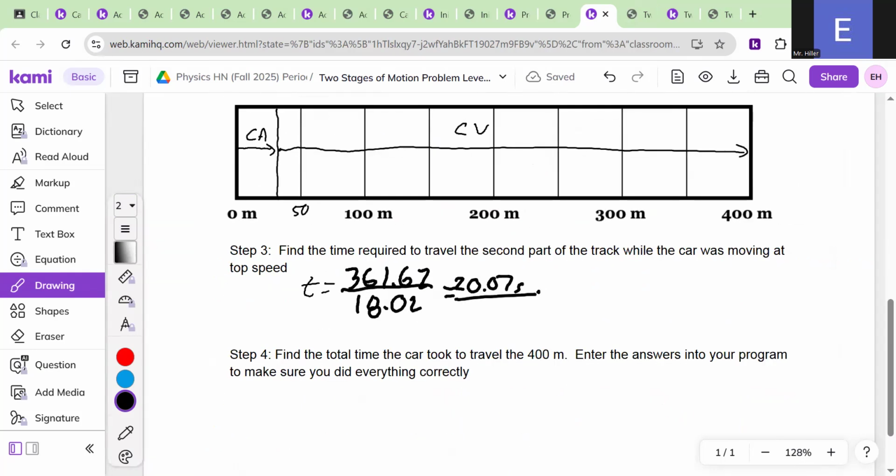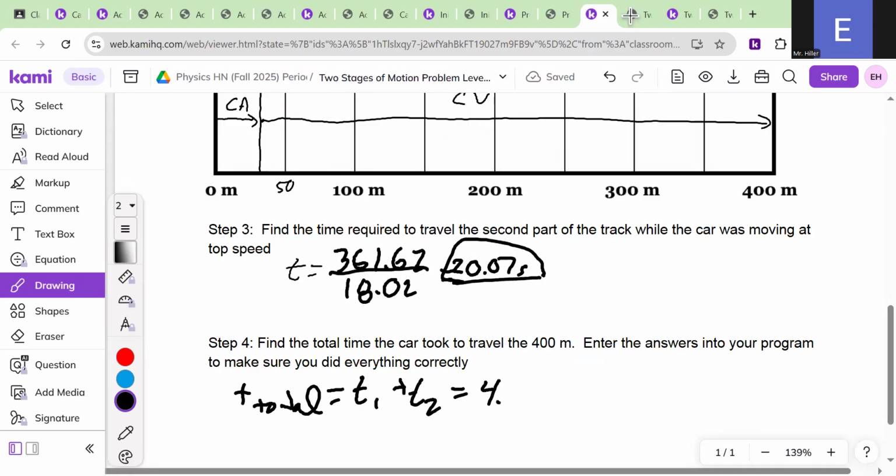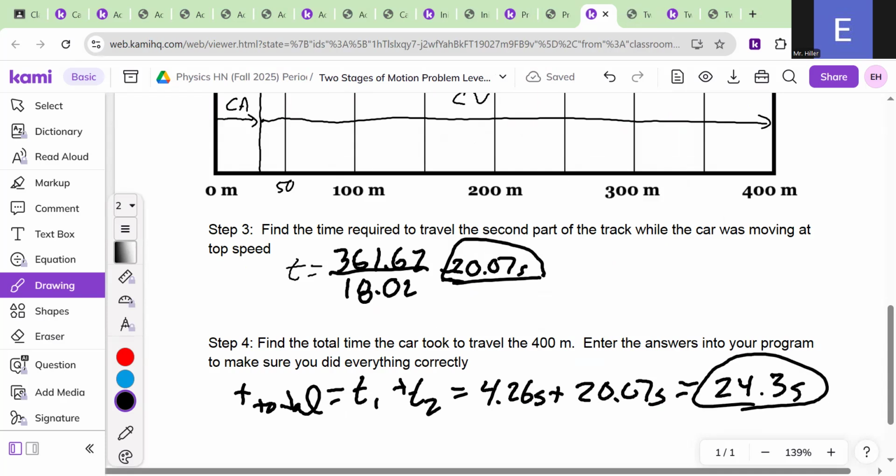Now, using that, your total time is just the time for part 1, t1, plus the time for part 2. So in my case, 4.26 seconds plus 20.07 seconds, and I'm getting a total time of about 24.3 seconds. Let's see how I did.